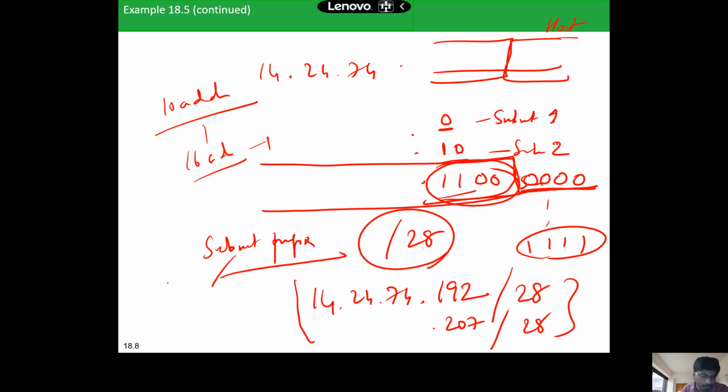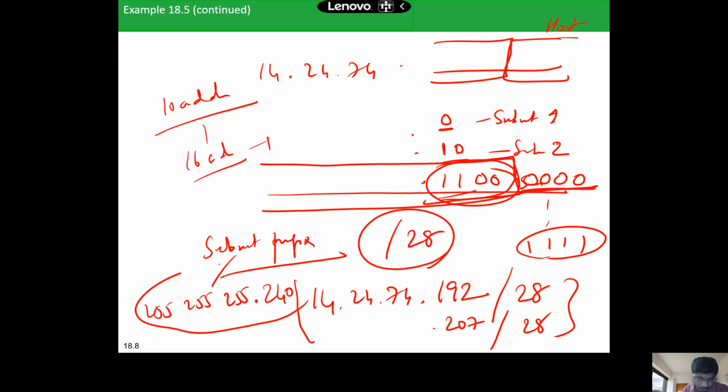So if you have to represent this in a subnet mask, it will be 255.255.255.240, right? So 28 bits of ones followed by 4 zeros. If you put all this together, it's going to be 128, 192, 224, and then 16, so it's going to be 240. So this is going to be a subnet prefix.